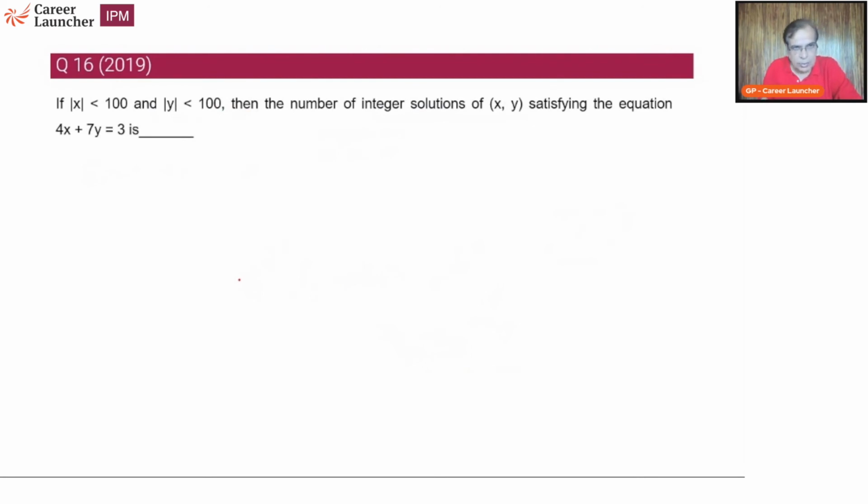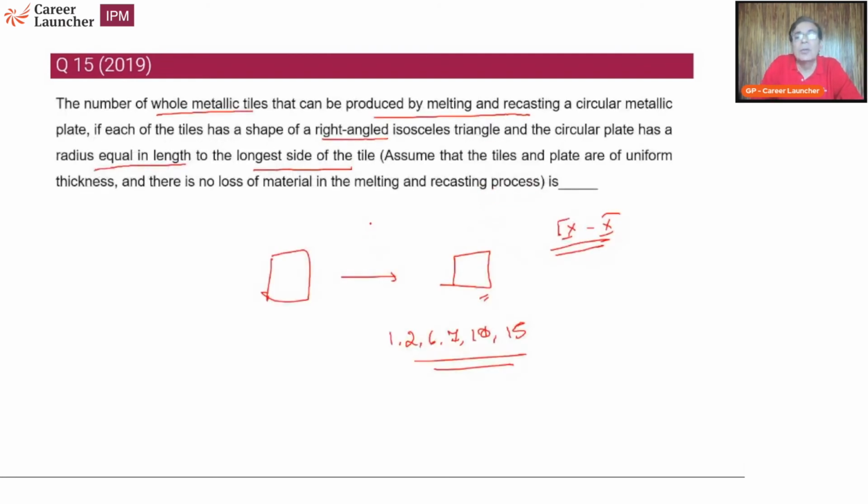Okay, question number 16. Mod x is less than 100, mod y is less than 100. Number of integer solutions of xy satisfying this. And this is a standard linear equation question, which you would have done, which is from a 9th, 10th topic, linear equation, and should be solved by you without any problem. So which questions are these? 1, 2, 6, 7, 10, 15. Now we have 16 also. 1, 2, 3, 4, 5, 6, 7 questions. We are almost close to the target number of 8 questions that we had.